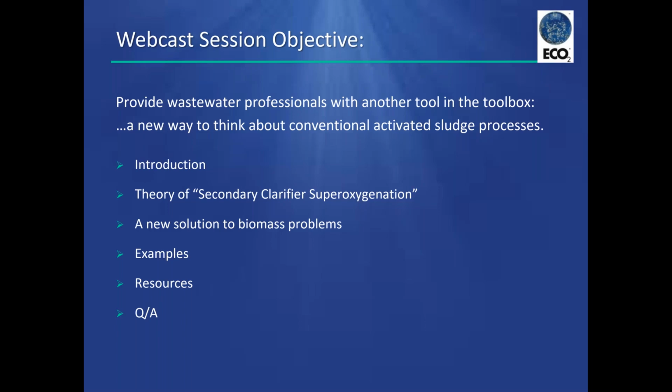So I'm going to go through a little intro, and then I'm going to introduce Dr. Speece, and he's going to talk about the theory of this new topic, secondary clarifier superoxygenation, and what it means to convert your clarifier to an oxic bioreactor, and some common problems that this may present a solution for. And he's going to go through a couple examples and then flip it back to me, and I'll give you a couple resources, and we'll do the Q&A.